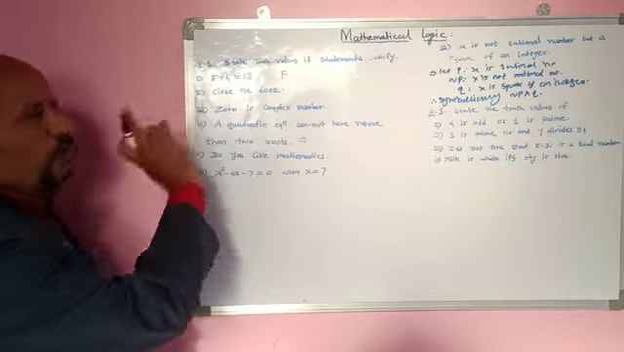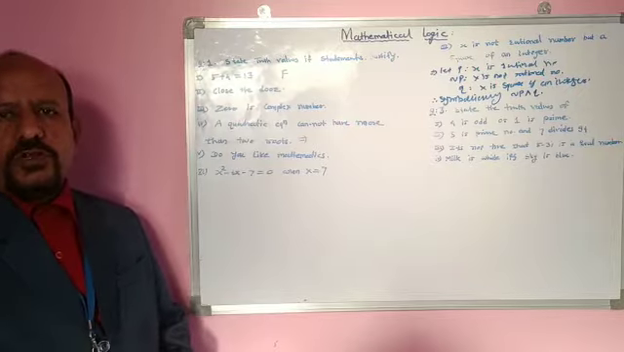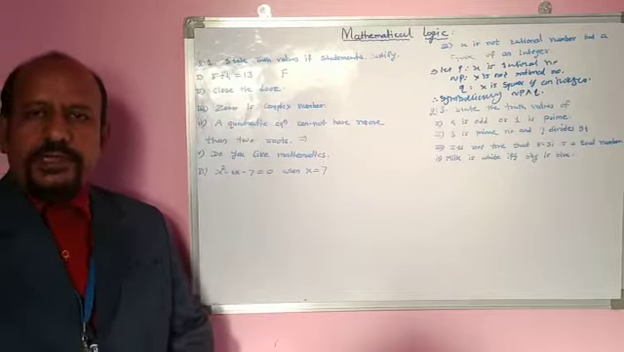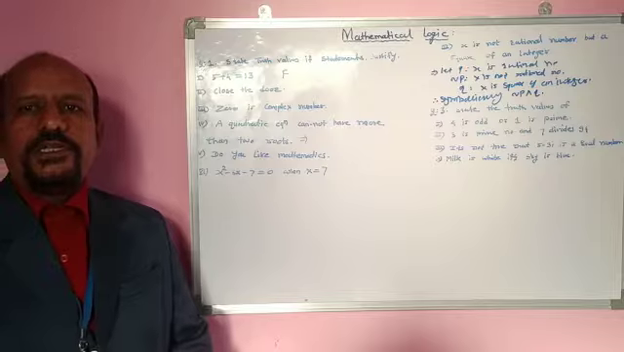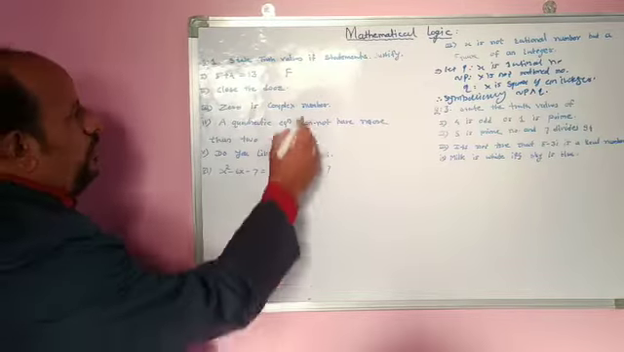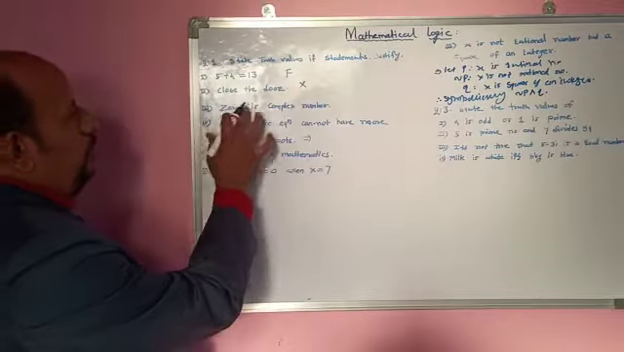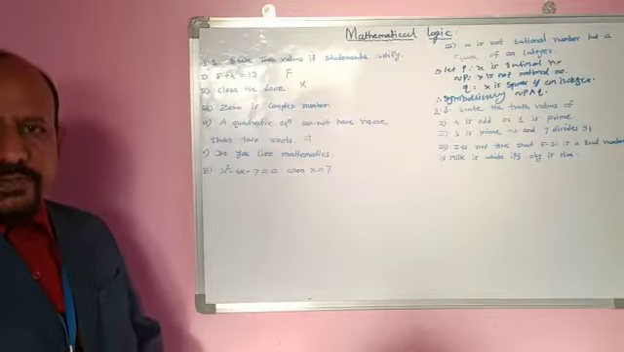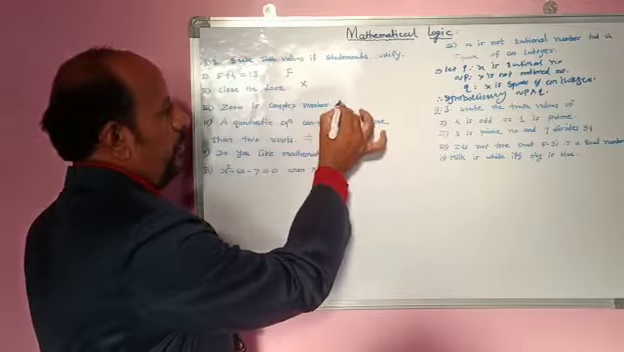Second one, close the door. It is not a statement because we know that it is an imperative sentence, and an imperative sentence is not a statement. Next, 0 is a complex number. It is a statement and its truth value is capital T.